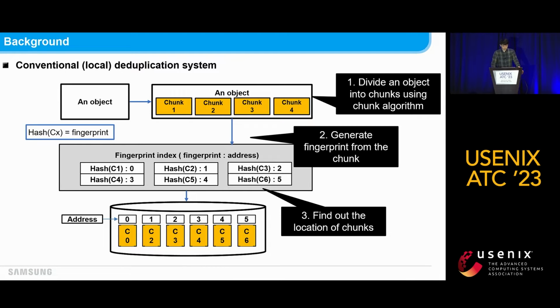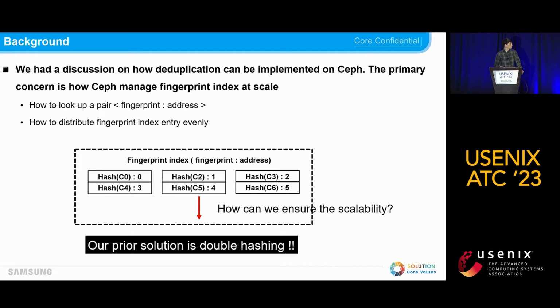After that, the system looks for the final location where the chunk is located using the fingerprint index. This fingerprint index has an important role because it helps the system do fast lookup. Anyway, using the fingerprint index, the system finally gets or stores the chunks at the physical address. So, how can we implement such a deduplication system on a distributed storage system like Ceph?